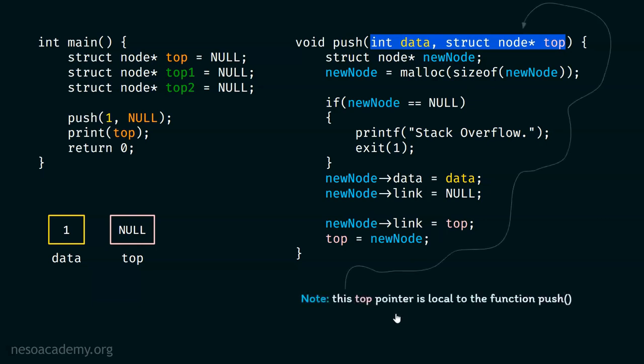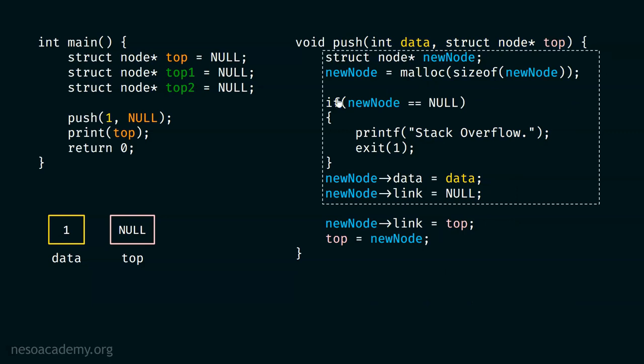Please remember this. This top pointer is local to the function push. We should always remember this. We cannot confuse ourselves, thinking that this top pointer and this top pointer are the same. Please understand this: this top pointer is local to the main function and this top pointer is local to the push function. They both are different, although the name is the same, right? I have color coded them differently so as to avoid the confusion.